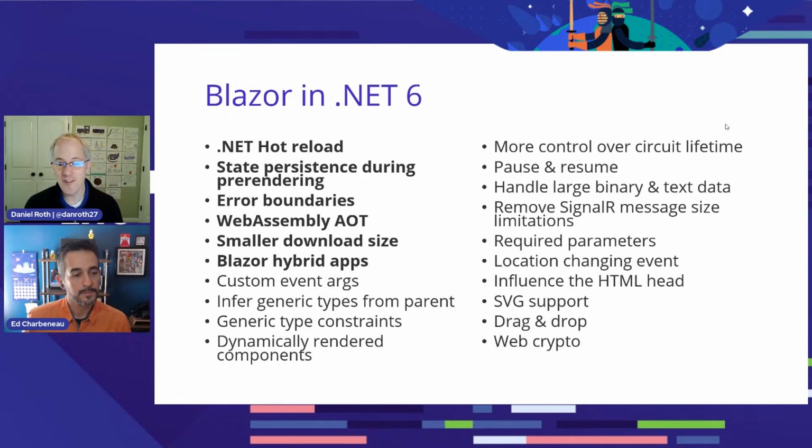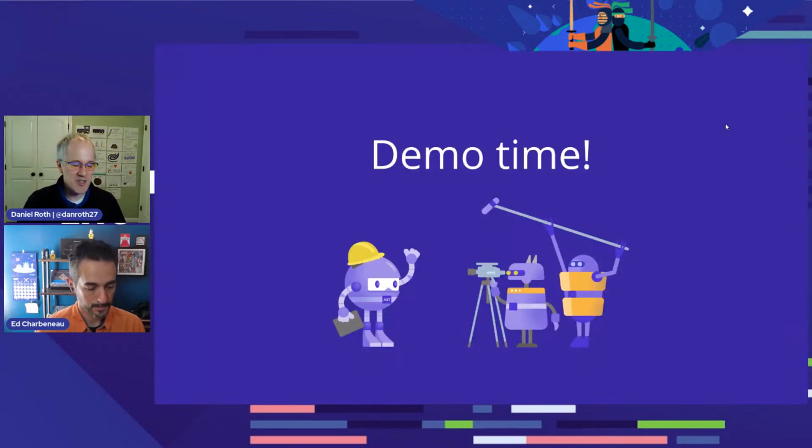Now, there's a lot of new stuff coming to Blazor in .NET 6. Honestly, way more than we have time to go over even today. But to give you a taste of what's coming, we're going to look at 6 great new Blazor features. We're going to look at .NET Hot Reload, state persistence during pre-rendering, error boundaries, WebAssembly ahead of time or AOT compilation, smaller download size, and Blazor hybrid apps. Hopefully we'll have time at some future point to talk about all the other great stuff, but you can keep up with our release announcements to learn about all the other great features coming to Blazor. Now, the easiest way to show these features is to just jump to the code. So let's go ahead and do that.